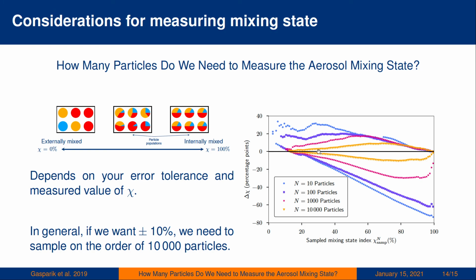So just to sum up this talk, how many particles do we need to measure the aerosol mixing state? It really depends on what your error tolerance is, what you're capable of doing, and also it's a function of mixing state itself. In general, if we wanted to have around 10% plus or minus 10% error, we would need to sample on the order of 10,000 particles out of this 100,000 population.